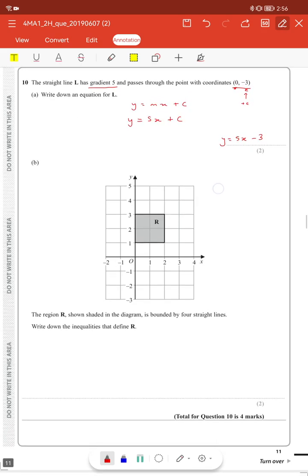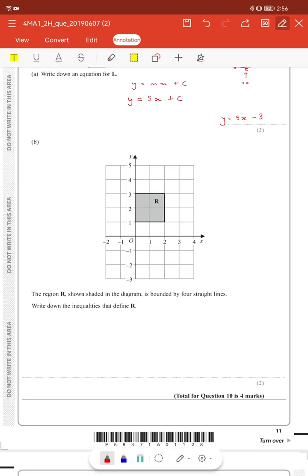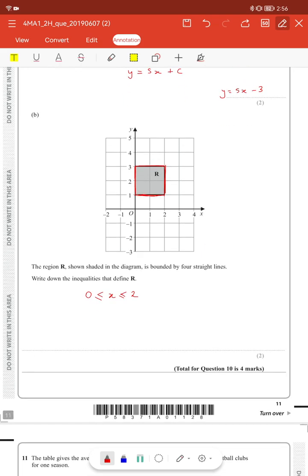And over here, bound by 4 straight lines. Write down the inequalities that define R. Well, x has to be between 0 and 2. So we know 0 is less than or equal to x less than or equal to 2. And y has to be between 1 and 3. Now these are solid lines, so they can equal them. 1 is less than or equal to y, which is less than or equal to 3.